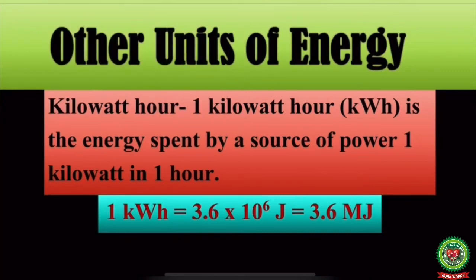The next unit of energy is kilowatt hour. Kilowatt hour is bigger than watt hour. 1 kilowatt hour is the energy spent by a source of power 1 kilowatt in 1 hour. When we use an appliance of power 1 kilowatt for 1 hour continuously, the energy spent by that appliance is 1 kilowatt hour. So the relation between 1 kilowatt hour and joule is 1 kilowatt hour is equal to 3.6 into 10 raised to power 6 joule, which can also be written as 3.6 megajoule.